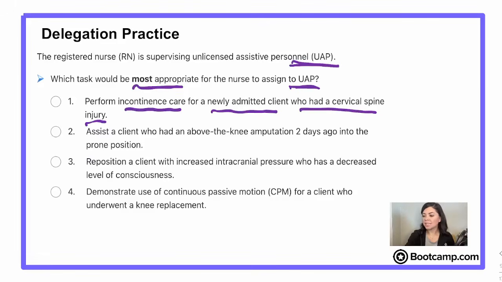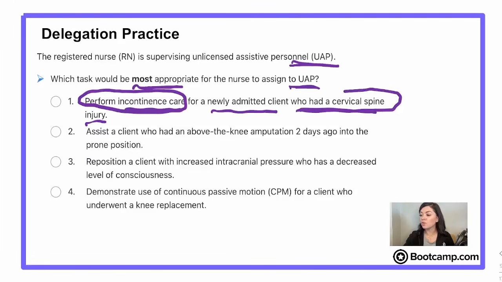So incontinence care, although it is typically a routine task, we have a client here who had a cervical spine injury. Whenever we're performing incontinence care, we want to make sure that we are cleaning that client really well to prevent skin breakdown. So we're going to need to clean their back. What does that entail typically when we're performing incontinence care on a client with a cervical spine injury, or any client? What do we typically have to do to get to that backside?